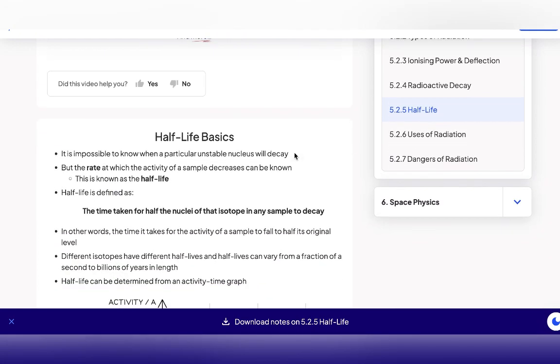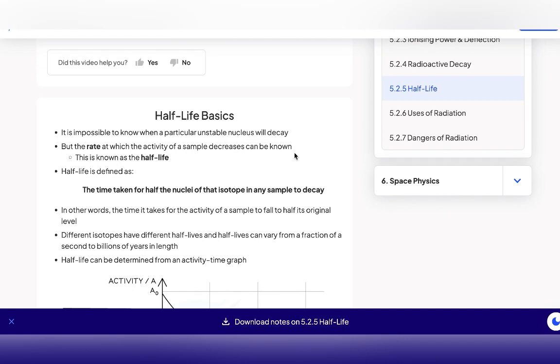It is almost impossible to know when a particular unstable nucleus will decay. When it will happen, it's almost impossible to tell, but we can tell the rate at which this activity or sample decreases. We can tell the rate at which it will happen. And that is what we call the half-life, the time taken for half of the radioactive substance or sample to decay.